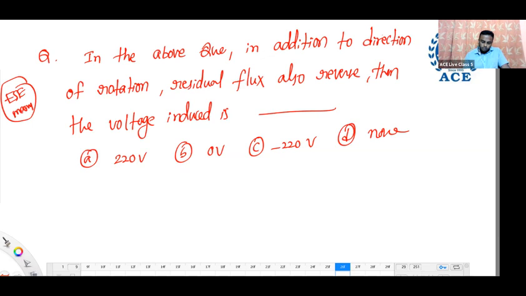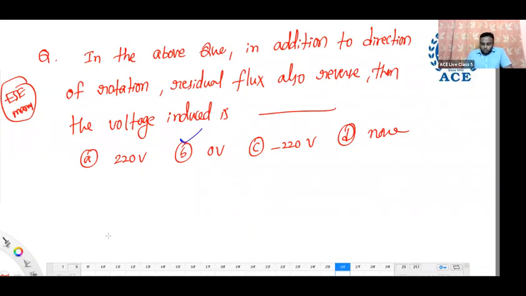Okay, enough. Wait. See, most of you have given minus 220 and also 220, and somebody also gave option D. Whatever you tried, well, the answer for this question is 0.